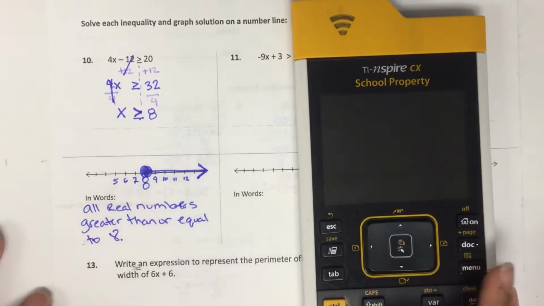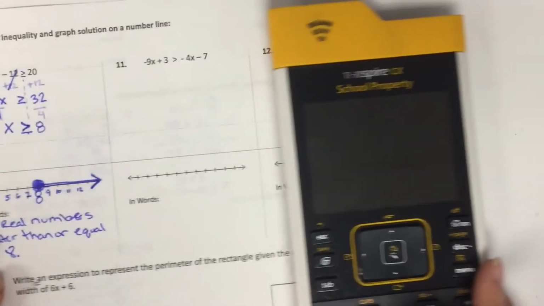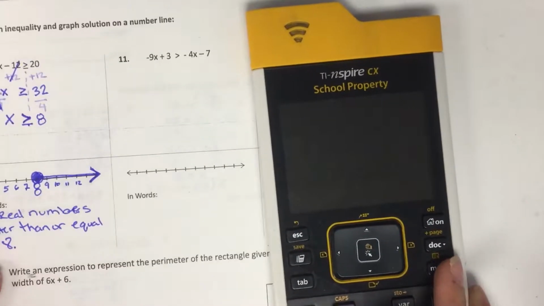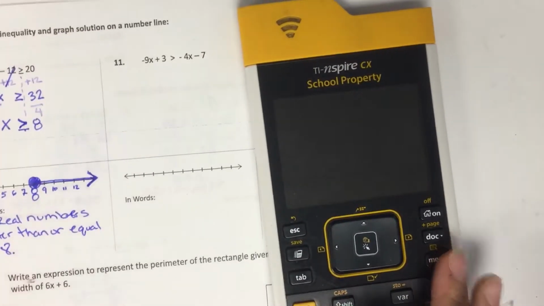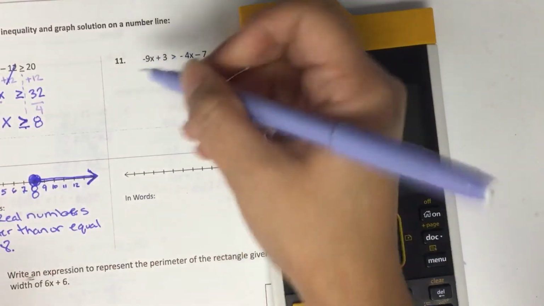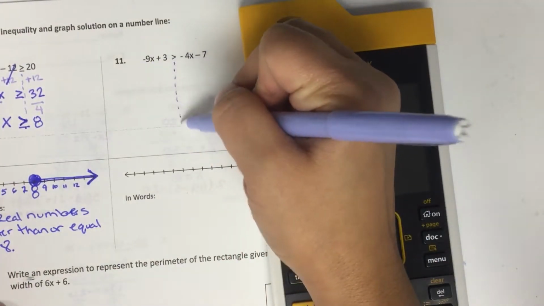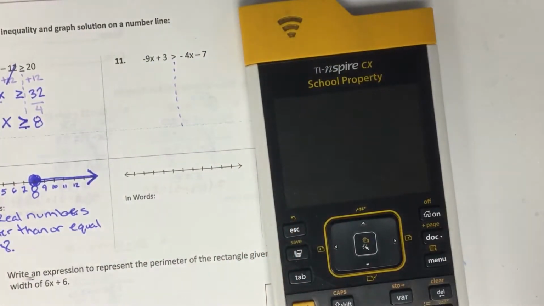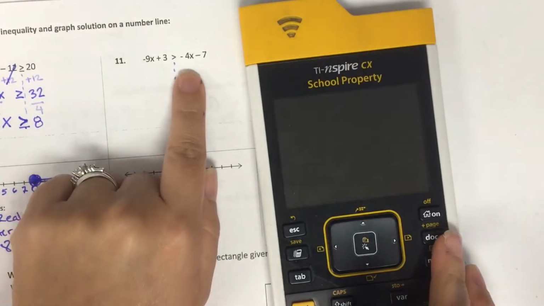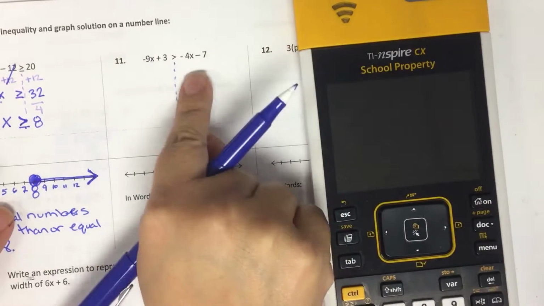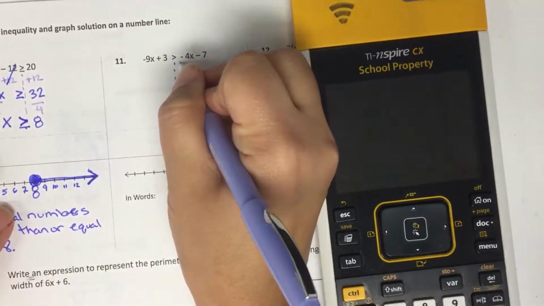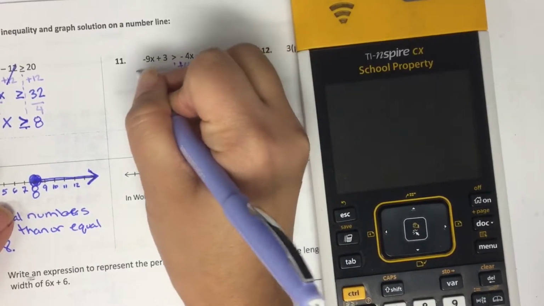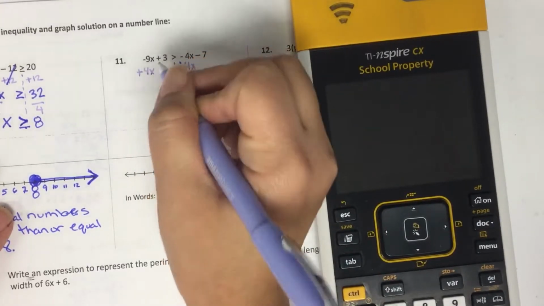Okay, number 11. 11's a little different. We have some negatives going on, but that's okay because the general process is still the same. I'm still going to draw my little dotted line through the symbol so I know inverse operations, and I still want to get my variables over on the left side. So first, moving my negative 4x because I'm going from one side to the other, inverse operation means I'm going to go ahead and add. So I add my 4x to both sides.